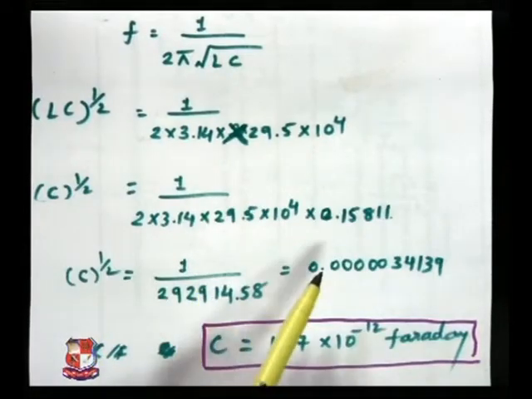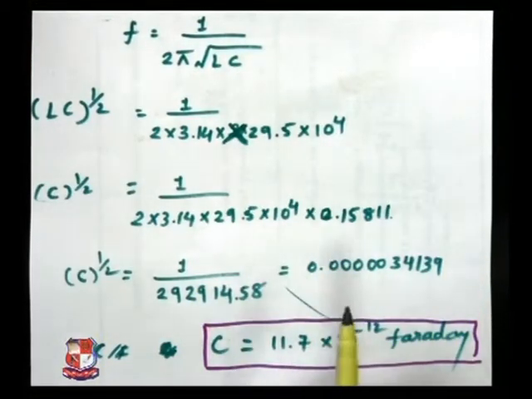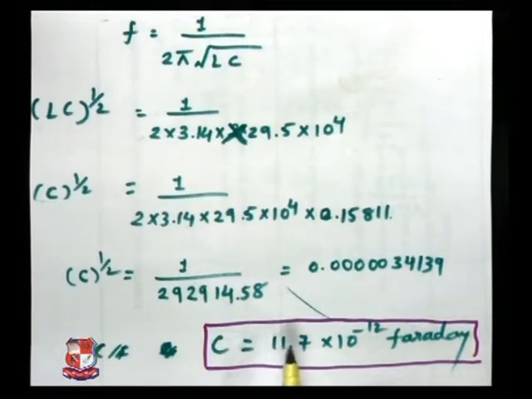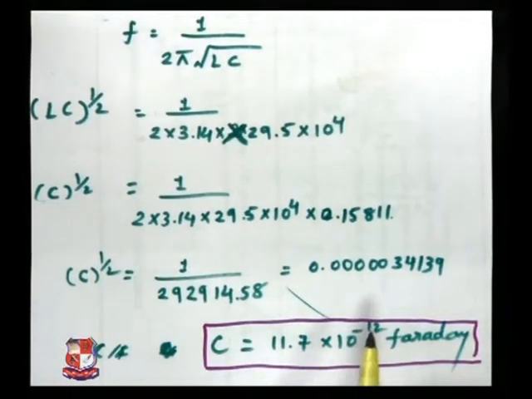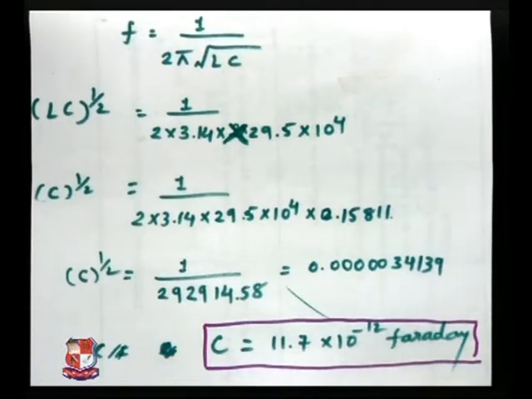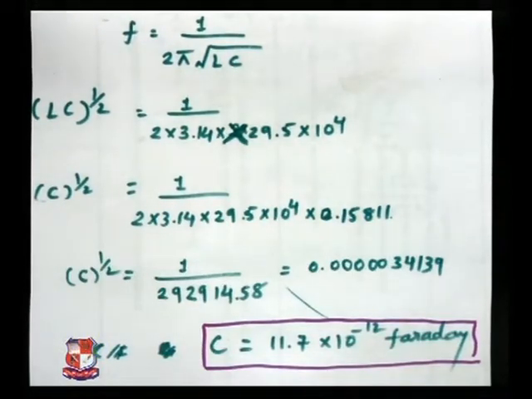It will become square of this number. So C will be equal to, the answer will be 11.7 into 10 raised to minus 12 Faraday. So this is how we calculate the capacitance and frequency of this sum, which was asked from ultrasonic waves. The marks for that was 4 marks. This numerical was asked in 4 marks in GTU paper solutions, in GTU papers, and this was the solution of this numerical.